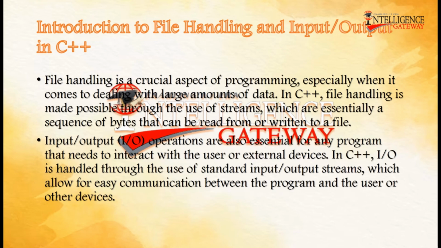Introduction to File Handling and Input or Output in C++. File handling is a crucial aspect of programming, especially when it comes to dealing with large amounts of data. In C++, file handling is made possible through the use of streams. Input or output (I/O) operations are also essential for any program that needs to interact with the user or external devices. In C++, I/O is handled through the use of standard input or output streams, which allow for easy communication between the program and the user or other devices.